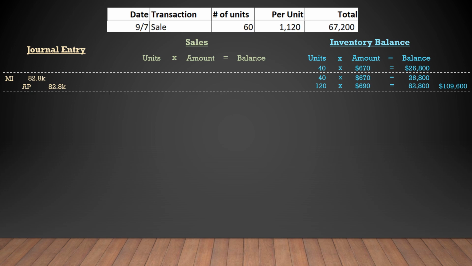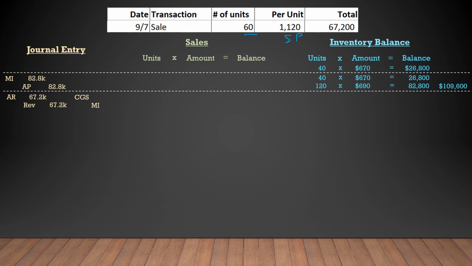Recall our entry for selling merchandise inventory. First, we increase assets with a revenue. Treating this transaction as a credit sale, we'll debit accounts receivable and credit sales revenue for $67,200. The units sold multiplied by the sales price. We also need to debit cost of goods sold and credit merchandise inventory, but for how much? This is where our FIFO cost flow comes into play.